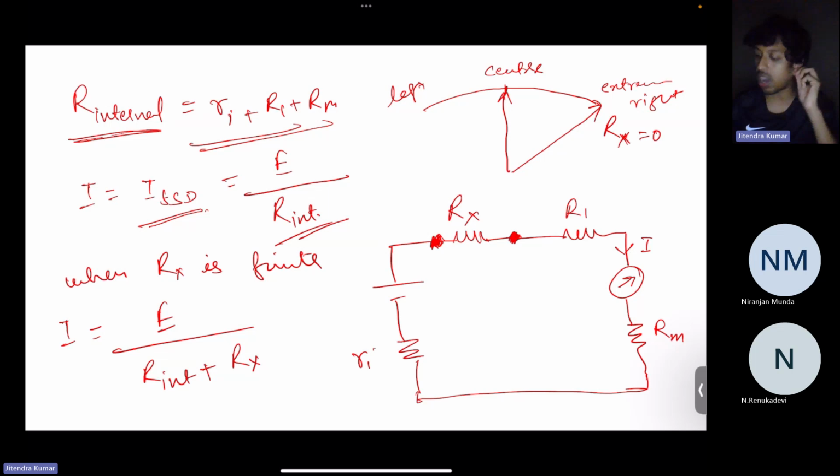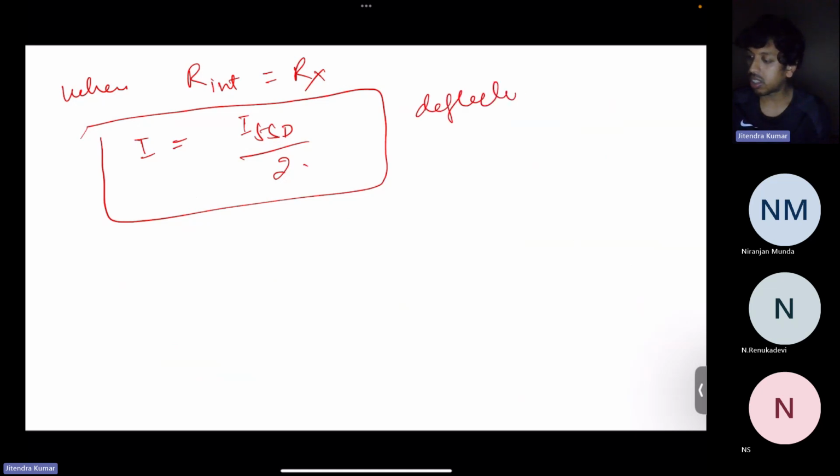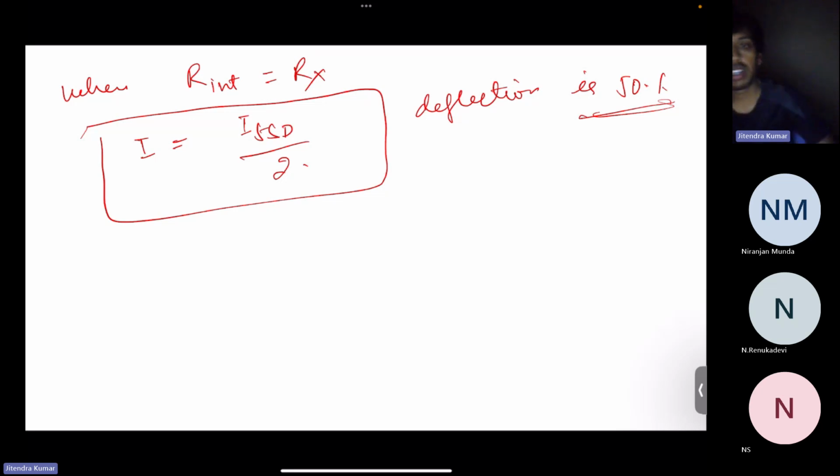See this expression: when Rx is equal to R internal, I is equal to E divided by 2R internal, and E divided by R internal is I full scale deflection. So the current will be half of the full scale deflection. Your pointer will move from the IFSD point to the center. So pointer deflection is right now 50%. Any question there? Now, why are we insisting on 50% deflection or half scale deflection? We are going to see that with one example.